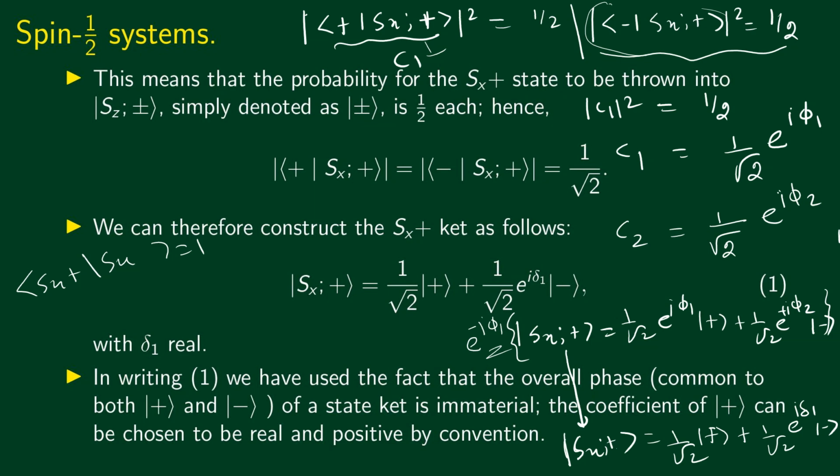I hope this is clear. So we have actually used this freedom of multiplying by a pure phase factor without changing the state or the probability.